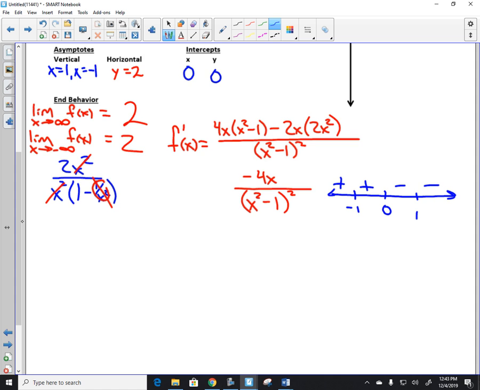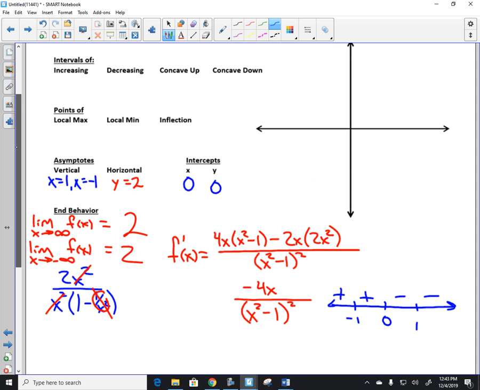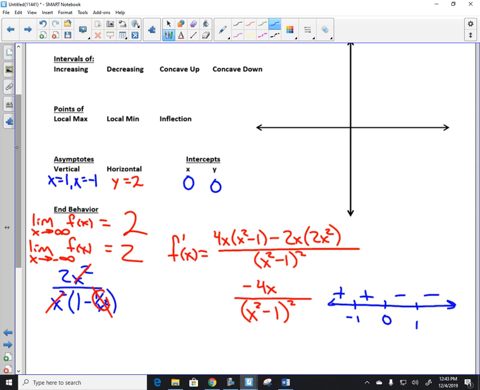What does that tell me? Somebody tell me something. What does that tell me? Increasing from negative infinity to -1, union with -1 to 0. Why did I not include -1? It's undefined at -1. Very good. When is it decreasing? 0 to 1, union with 1 to infinity.